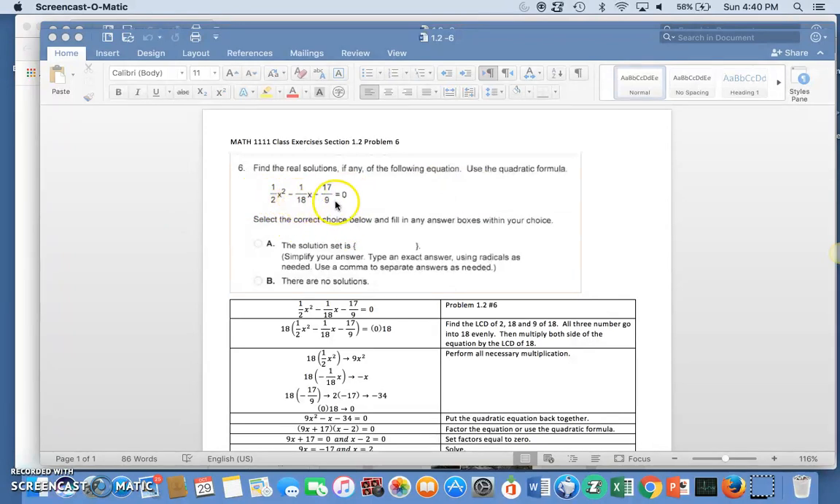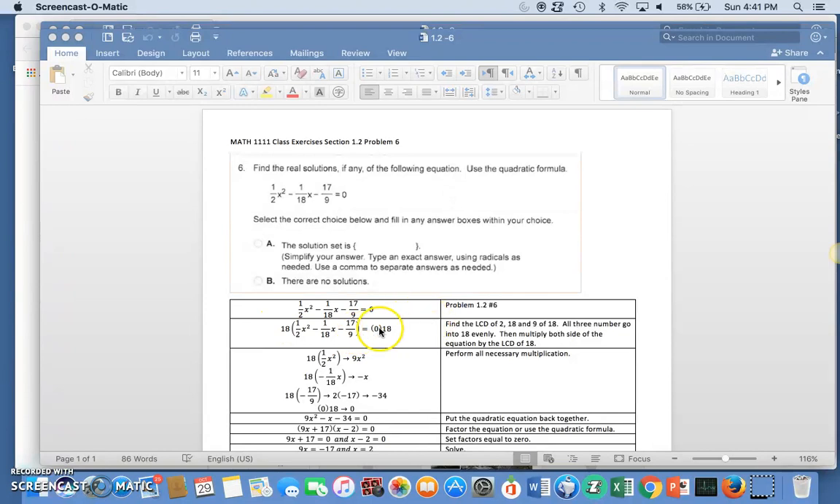You've got 2, 18, and 9. Well, if you say 2 times 9, you get 18. So 18 is a common denominator for everything. And if you multiply everything here by that common denominator, you will no longer have fractions. So that's the approach that I'm going to take. Begin by multiplying both sides by 18.